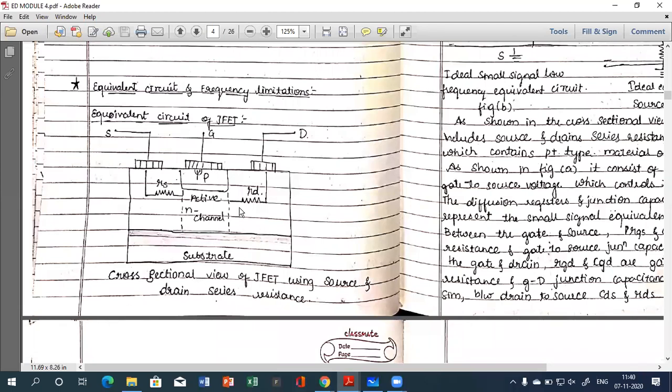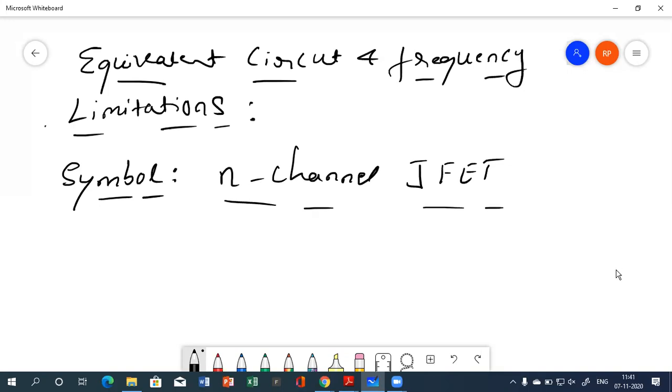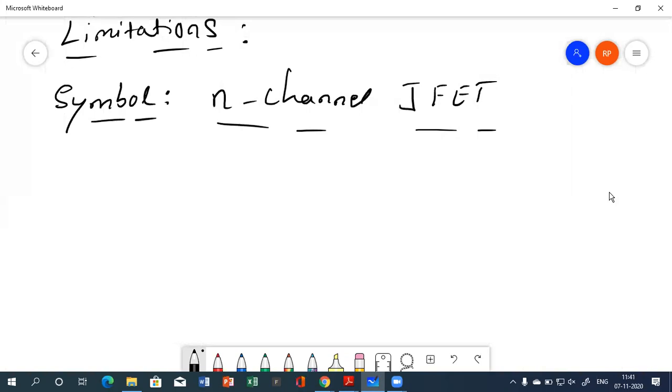Okay. Now, before we begin with this derivation, you need to know how to draw the equivalent circuit using the symbol. So first, I will take the symbol of N channel JFET. This is a general discussion so that you can understand the concept of derivation using equivalent circuits. So I will consider N channel JFET and draw the symbol first. Now this will be the symbol.